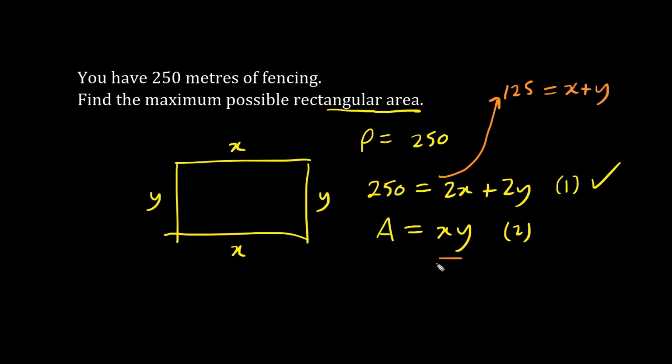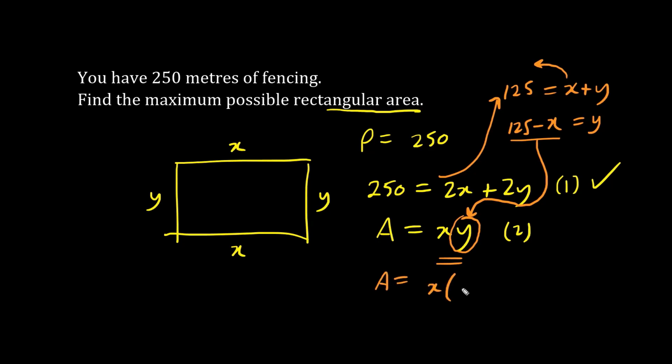And we want an equation involving area and x. So let's isolate for y so we could substitute it in later. So we have y equals 125 minus x, by throwing this positive x over. And we're going to substitute this y value into the second equation. So area equals x times 125 minus x. And using distribution, x times negative x is negative x squared, and x times 125 is positive 125x.